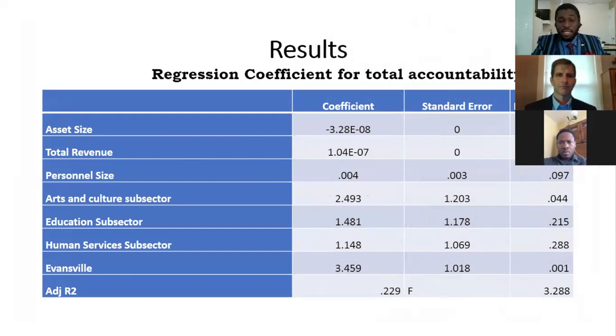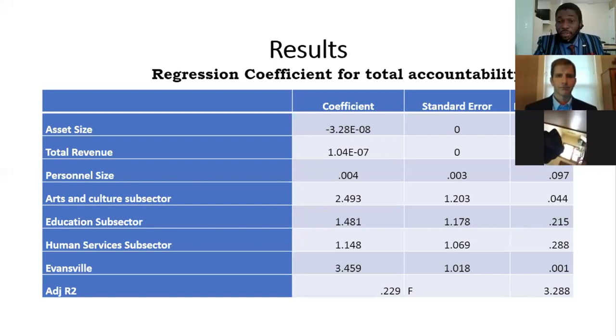And as you see here, the p-value for asset size being 0.128 indicates that there is not a statistically significant effect of asset size on nonprofit online accountability. So this contradicts my second hypothesis, according to which asset size has a positive effect on online accountability.